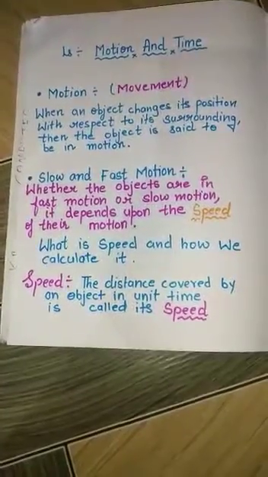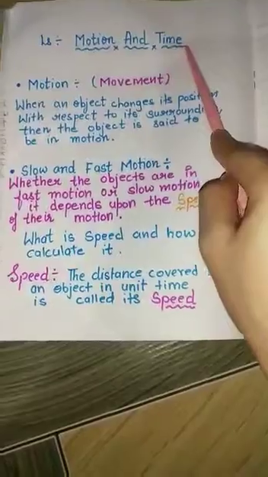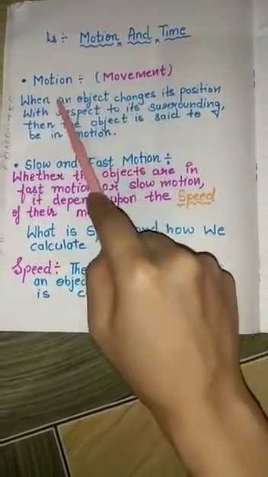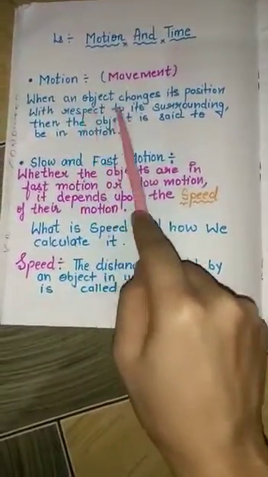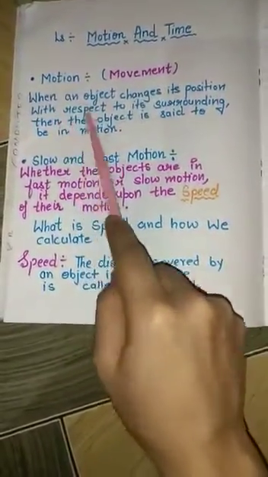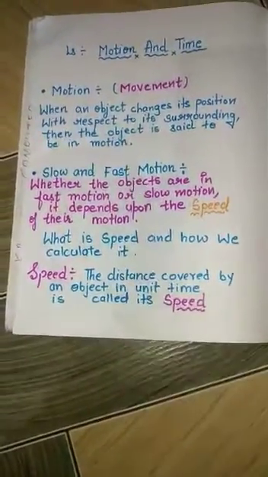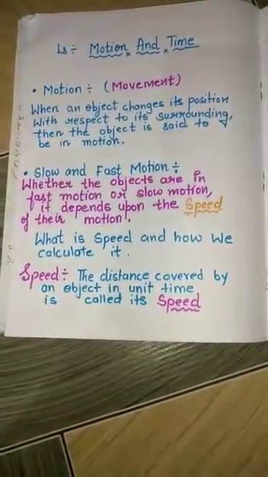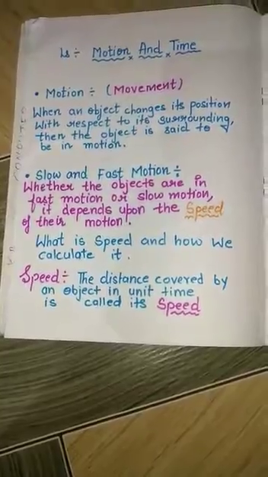Today we will study the first chapter of physics, motion and time. What is motion? Motion means movement. When an object changes its position with respect to its surrounding, then the object is said to be in motion. Motion basically means when a body is moving, when a body is changing its position with respect to its surrounding.